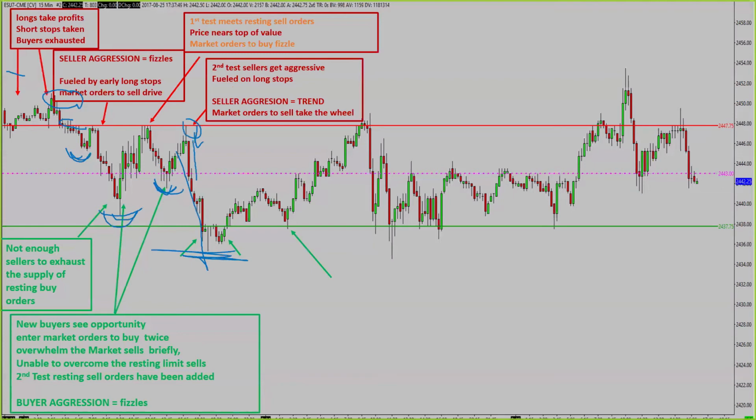No more sellers. So, market's out of orders to sell at the bid. Where does the market have to go to find more sellers? Yep, up. You got it.